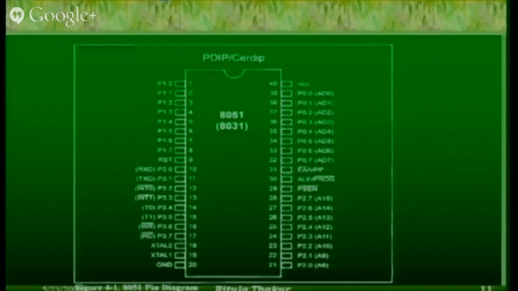So as you can see, it is a 40 pin diagram. There are a total of 40 pins. On one side we have pin number 1 to 20, the other side you have pin number 21 to 40.